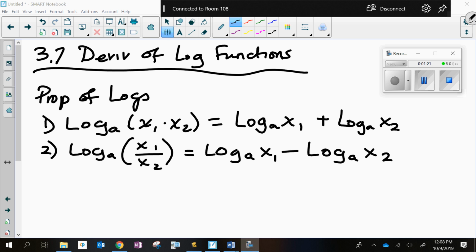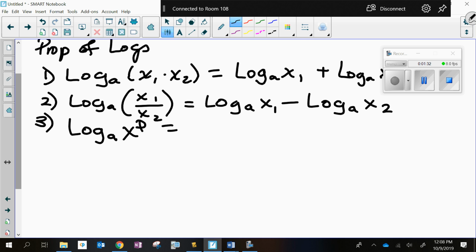And then the last one that we need to probably is log base A of x to some power. What do we do with that? Remember? Good job. So P log base A of x.